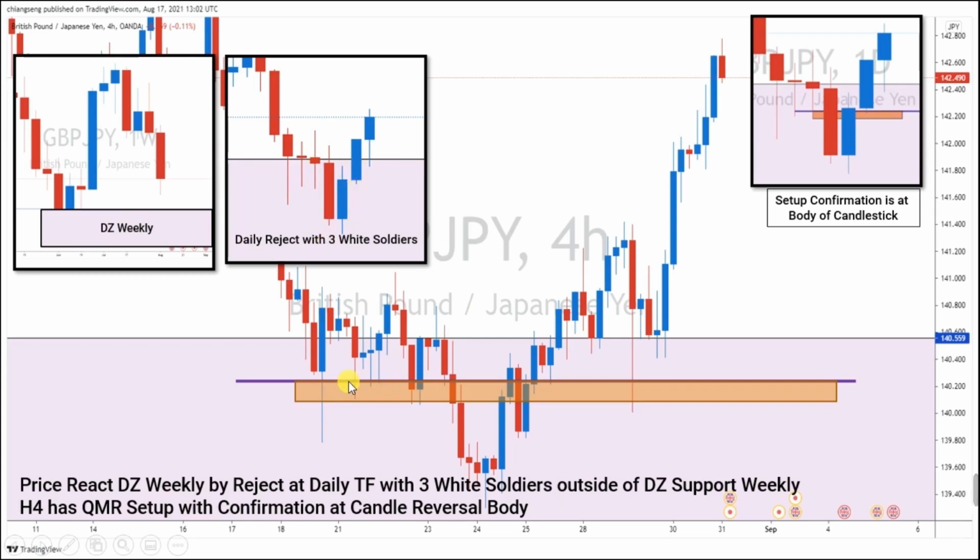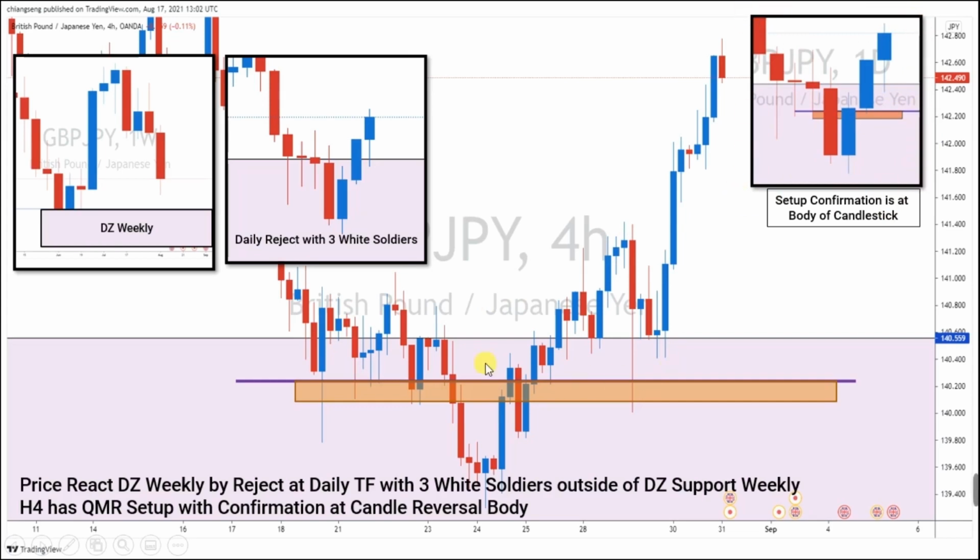And I want to show that in the H4 time frame of the setup, this is the main time frame of the setup, which is the H4, there is a QMR setup with the low, high, lower low, and the higher high. At the same time, I want to show that this setup for the confirmation is at the body of the reversal. So I screenshot this as a confirmation of the setup.